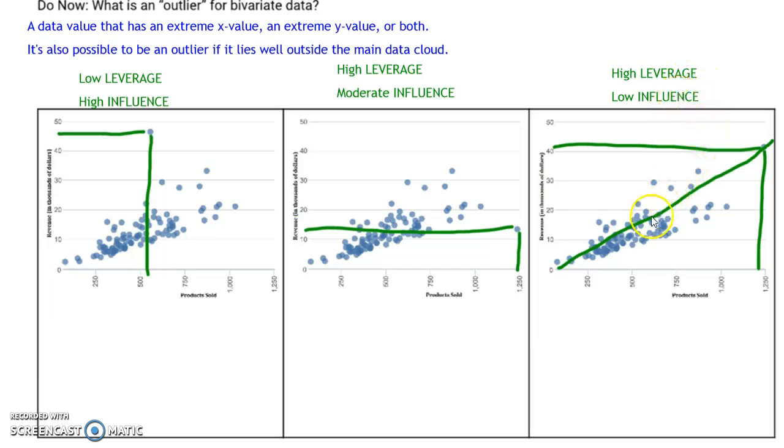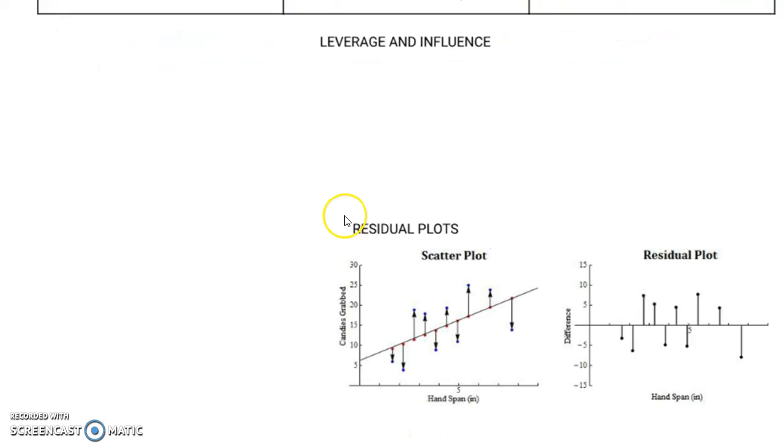And low influence. It doesn't really influence this trend line, this least squares regression line, because it doesn't really lie off of that line at all. In fact, the line basically passes right through it. So that's the difference between leverage and influence.